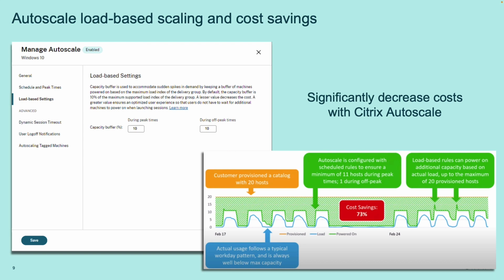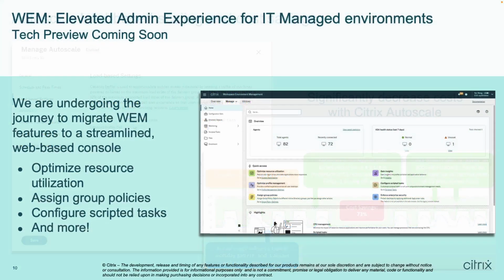And then on the bottom right showcases just how much you can save instead of on that top bar sitting at full capacity all the time with the orange line. The actual capacity needed is the blue line on the bottom. So with Autoscale, hitting that green line and having a buffer, you can save up to 73% in this scenario. So that's pretty powerful for both cloud and on-premises.